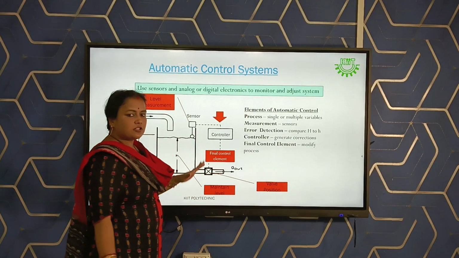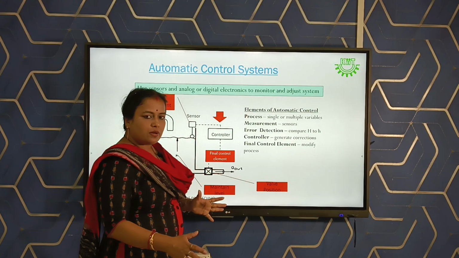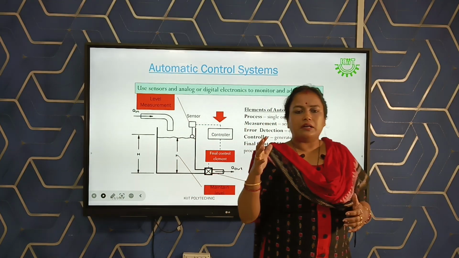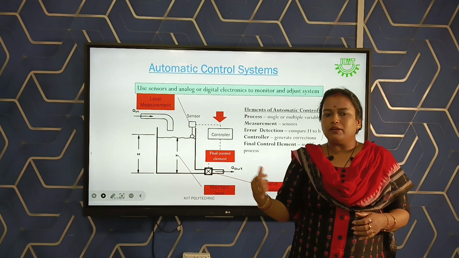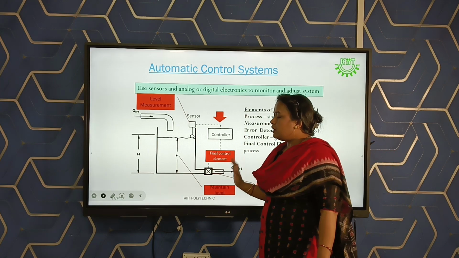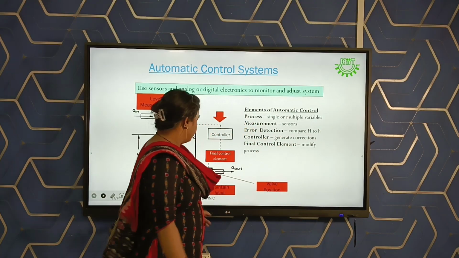So there are three systems we have seen. First one without a valve, second one with a valve and human interference, and in the third one, a valve with a sensor. So this is the advanced version of our control systems. We can see that.